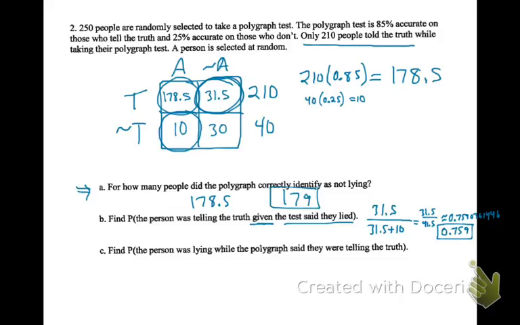Alright, let's look at one more. Part C. Find the probability that the person was lying while the polygraph said that they were telling the truth. When you see the word while, that typically means a conjunction. So it's not a conditional probability, it's going to be a conjunction. So you're looking for the spot in the diagram where the person was lying and the test told them that they told the truth, so it wasn't accurate. Okay. So they were lying and the test said truth, which is going to be 30.